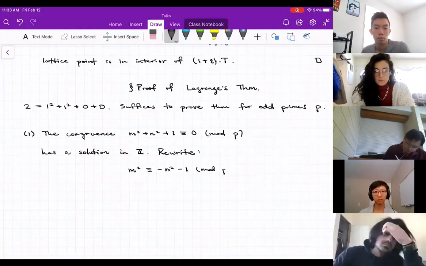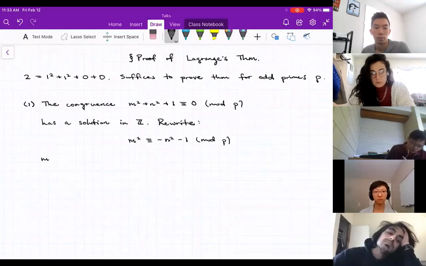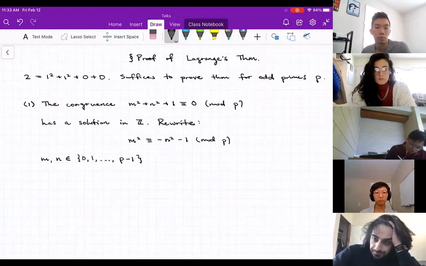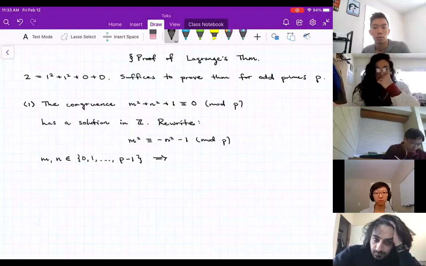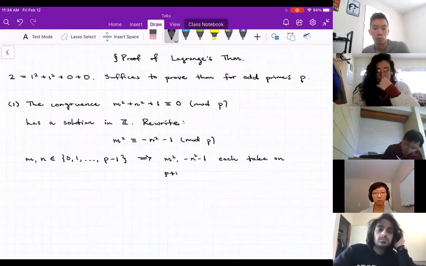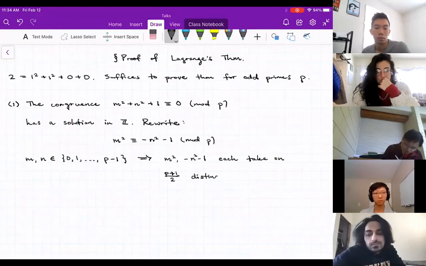And okay, so now here's the observation. If you have M and you have N, and let's say they vary from 0 up to P minus 1, then the claim is that these quantities, M squared and minus N squared minus 1, they each take on (P plus 1)/2 distinct values in Z mod PZ.